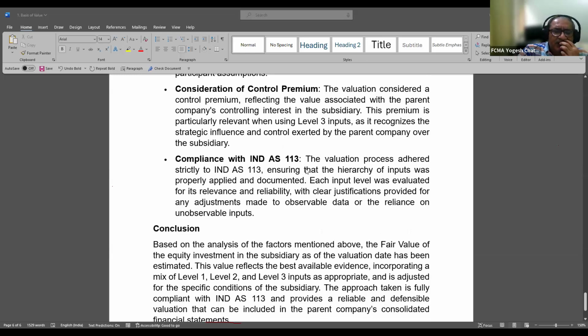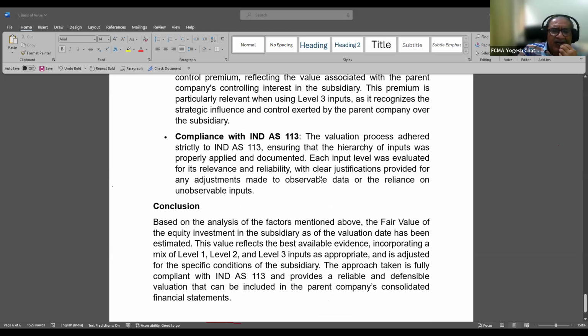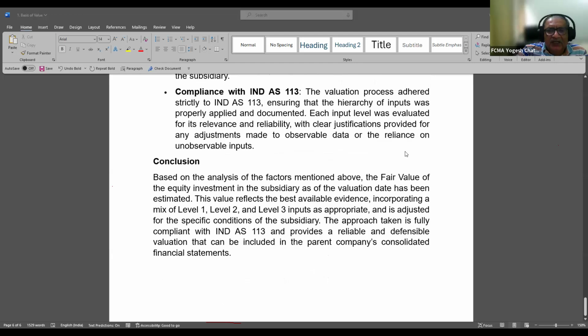And compliance with Ind AS 113: the valuation process adhered strictly to Ind AS 113, ensuring that the hierarchy of input was properly applied and documented. Each input level was evaluated for its relevance and reliability, with clear justification provided for any adjustment made to the observable data and reliance on unobservable input.